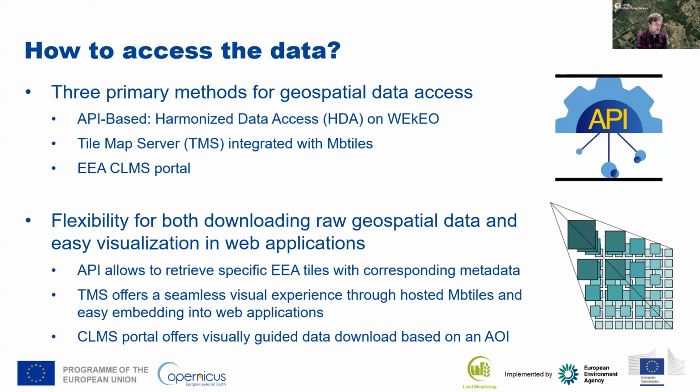With these three options, we have quite a flexible approach for downloading the raw geospatial data, and also an easy way of visualizing these data in web applications. The API via the Harmonized Data Access allows the user to retrieve the specific EEA tiles with corresponding metadata. The tile map server allows for some easy visualization and also easy embedding into other web applications. And the CLMS portal offers then a visually guided way for the user to download the data based on given AOIs.